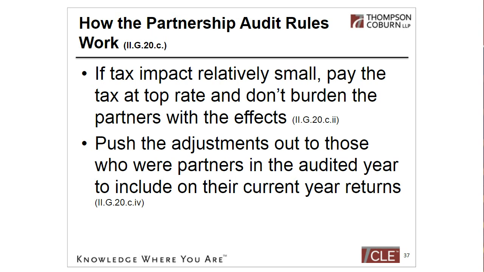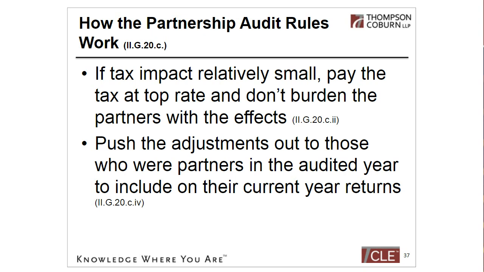Now, they are going to have to pay interest at a higher interest rate, and they'll have to do a calculation on their return to go with it. But they can do these calculations when they prepare their 2020 returns, and they don't have to go back and amend returns. So it does cost some extra money to them to do that, but it's a lot simpler in many cases. So this is called a push-out.